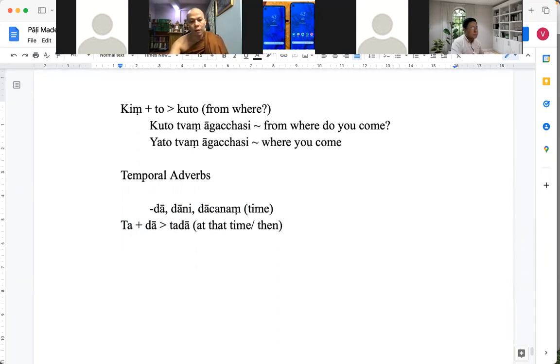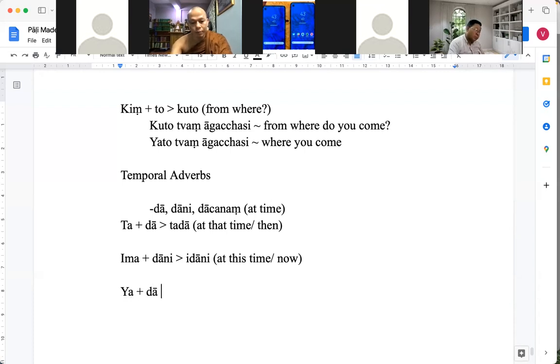And then for the ima, we use dani. Ima goes as e, so we have e dani. Dani means at the time, so ima means this, so at this time, that means now. And with the relative pronoun ya, we also use only the da form. So we have yada, meaning at what time, not as a question, so that means when.